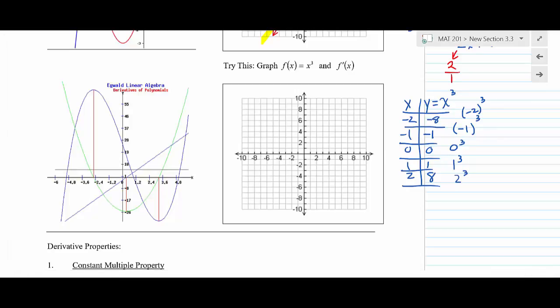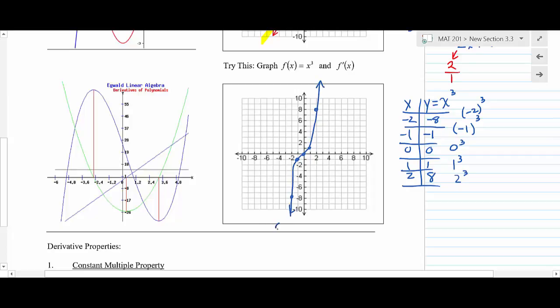So let's go ahead and let's graph that. Okay, so I've got 0, 0, and I've got 1, 1, then over 2, 8, and left 1, down 1, and then left 2, down 8 like that. So that's a cubic function, which you should be familiar with.